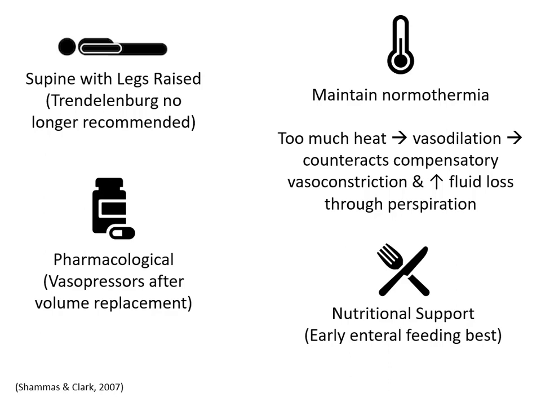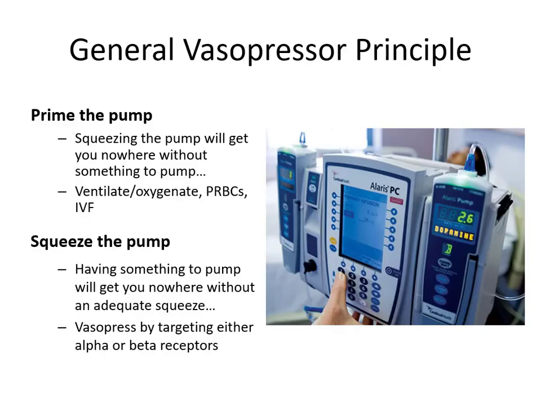Early enteral feeding is best in terms of nutritional support. Pharmacologically, vasopressors should be considered after volume replacement. Let's go into a little bit more detail on vasopressors. An important principle to keep in mind is that you need to prime the pump before squeezing the pump. Squeezing the pump will get you nowhere without something to pump. This refers to ventilation, oxygenation, packed red blood cells, IV fluids, and even platelets. Having something to pump will get you nowhere without an adequate squeeze. Therefore, vasopressors are implemented in order to assist with this squeeze.